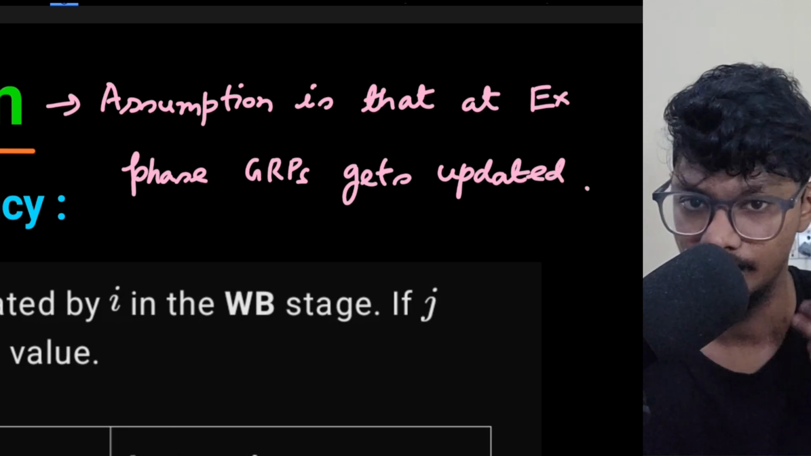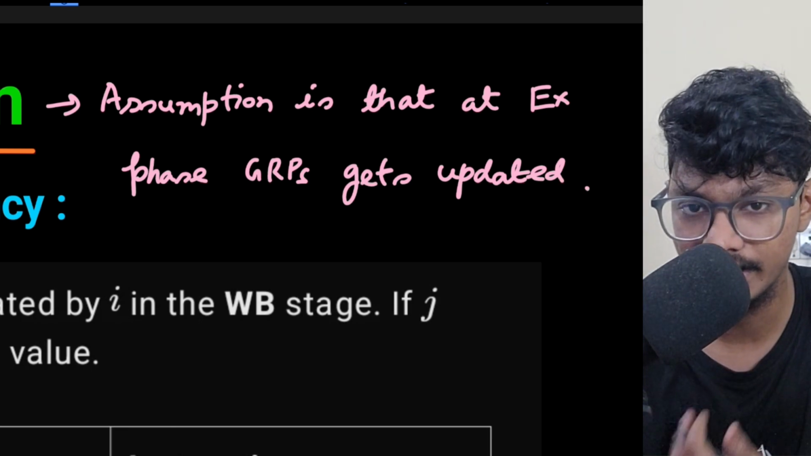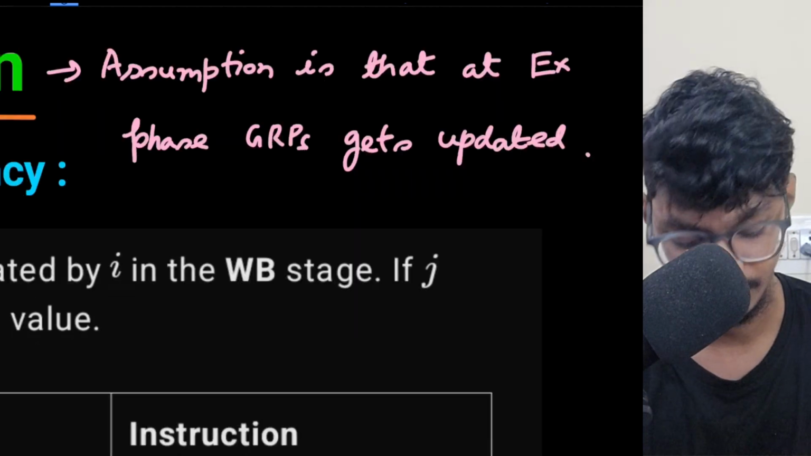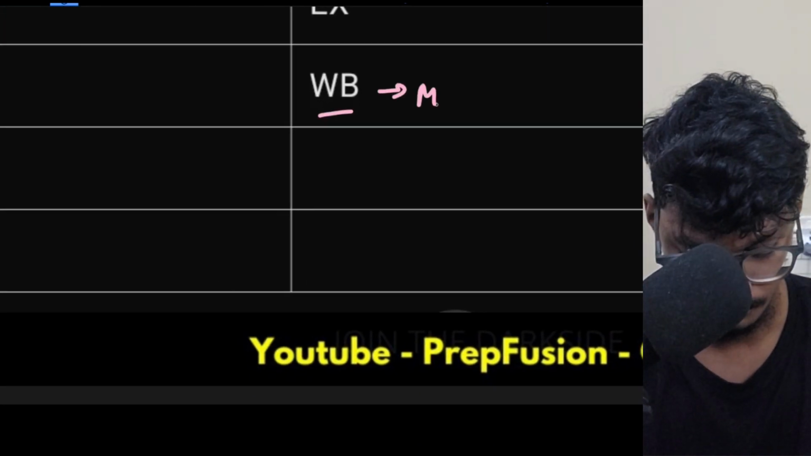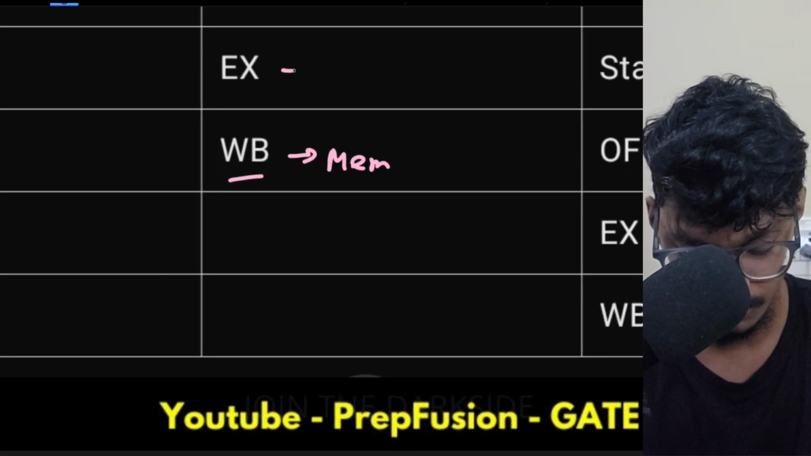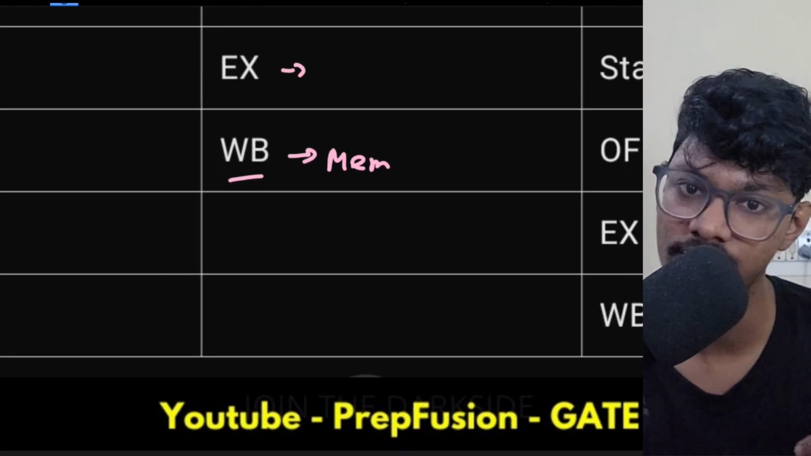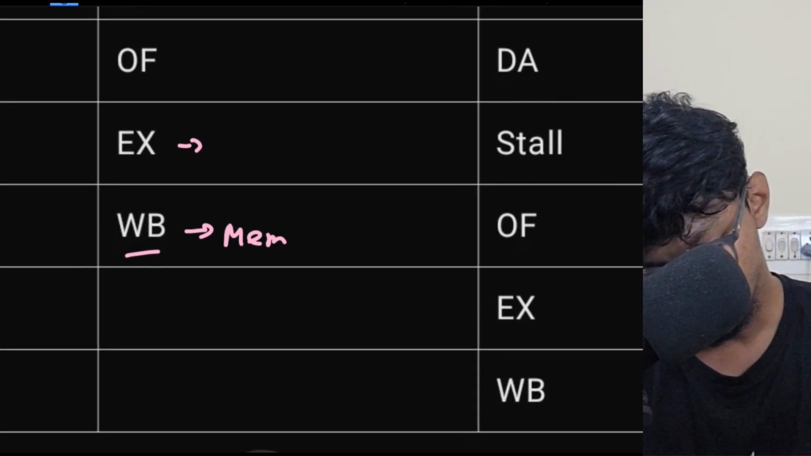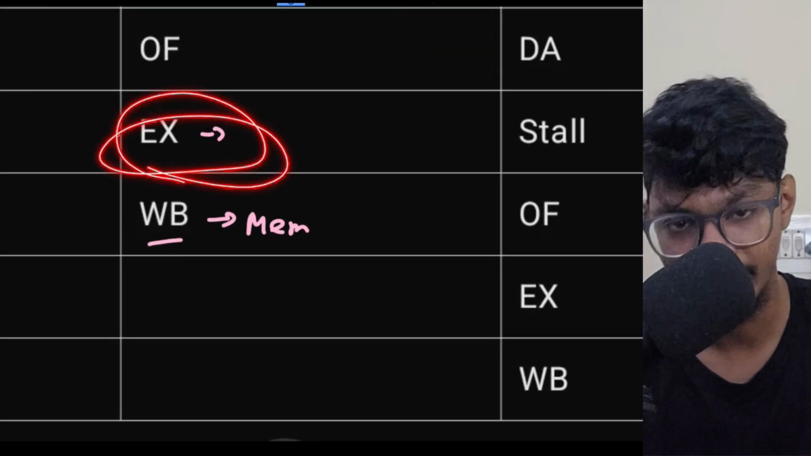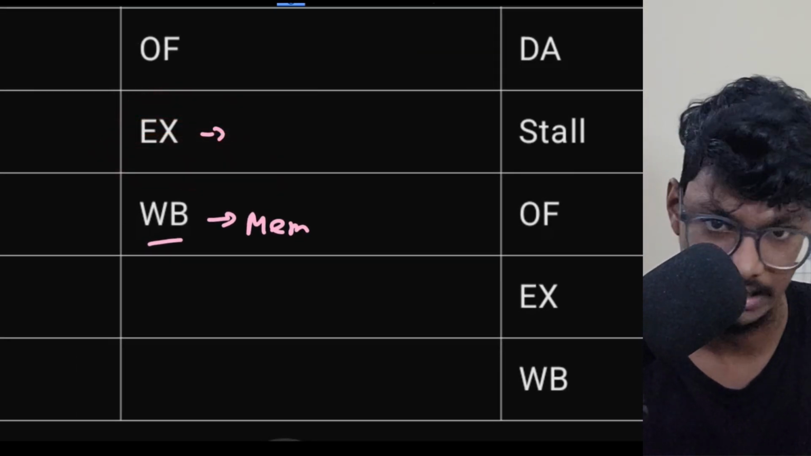Because general purpose registers are connected with the ALU, it will not take me much time. Write back generally is writing back to the memory. Execution executes the value and stores it in a general purpose register or ALU, so it is internal to the ALU. That's why my assumption is that my operands are ready after this execution phase only. That is my assumption.